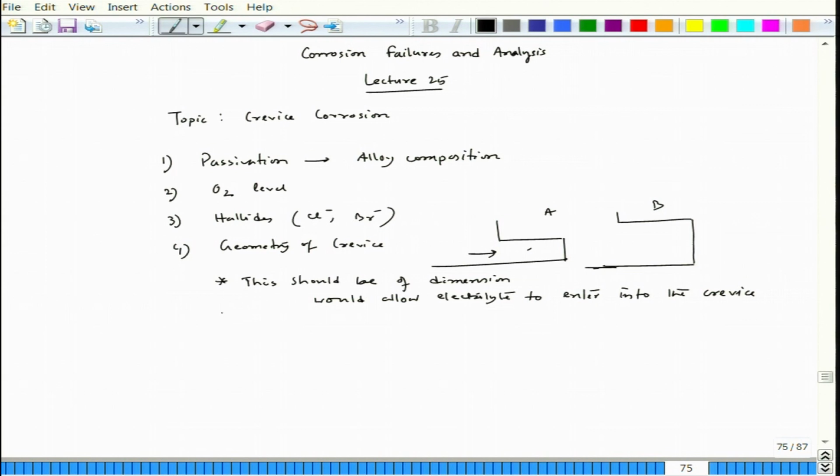And this is one, and second part, this should be of that dimension. That means, it should be large enough to allow electrolyte to go into the crevice, and this should be small enough or thin enough to allow the electrolyte to be stagnant. In fact, let me just put this particular thing as capital. So, this is extremely important. So, that crevice should allow sufficient electrolyte to seep in. At the same time, it should be stagnant.